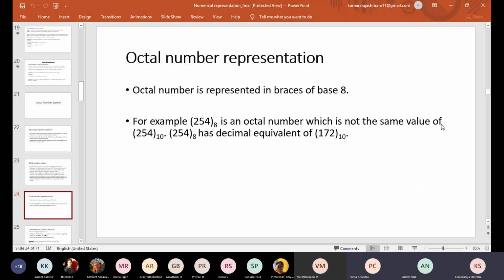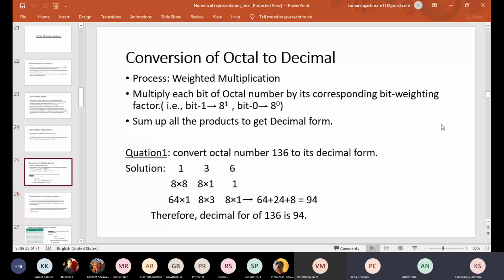This is the representation of an octal number. Octal numbers are represented in parentheses with base 8. For example, 254 base 8 is an octal number which is not the same value as base 10. 254 of base 8 has a decimal equivalent of 172. Next slide. Here is the conversion of octal to decimal.